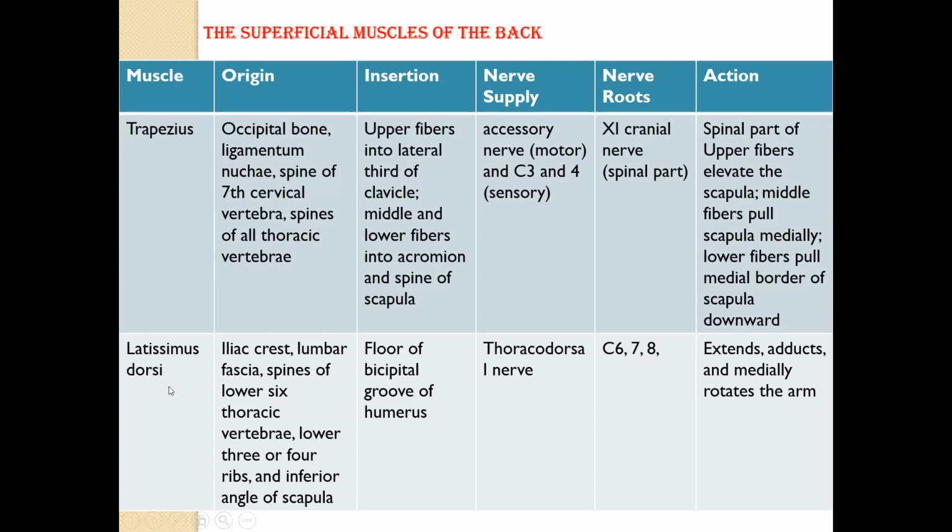So the latissimus dorsi muscle originates from the iliac crest, lumbar fascia, and the spines of the lower 6 thoracic vertebrae, lower 3 or 4 ribs, and the inferior angle of the scapula. It is inserted into the floor of the bicipital groove of the humerus and supplied by the thoracodorsal nerve. It extends, adducts, and medially rotates the arm.